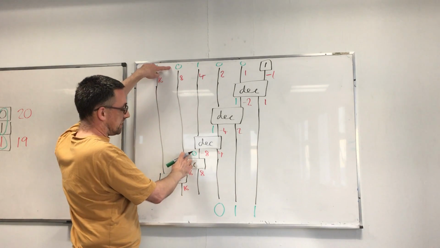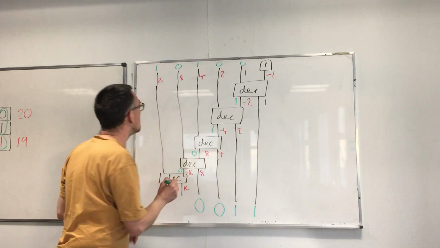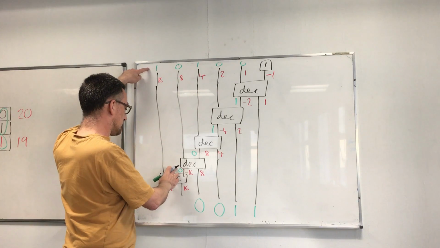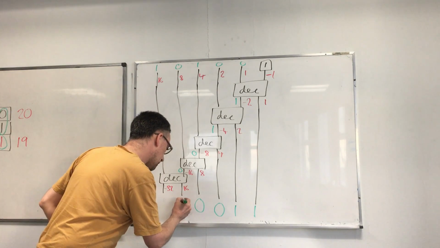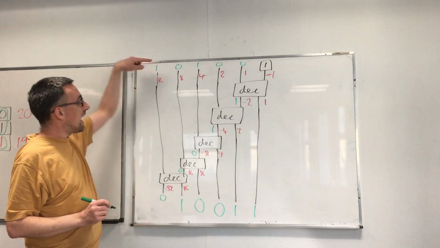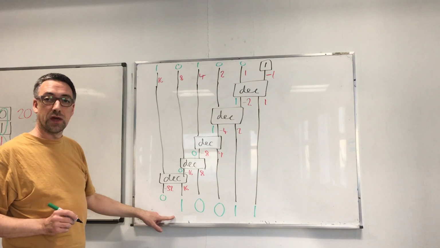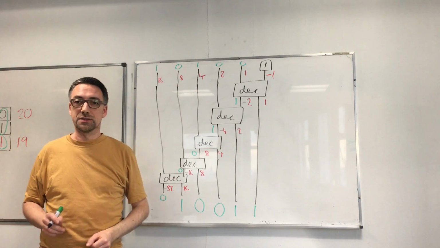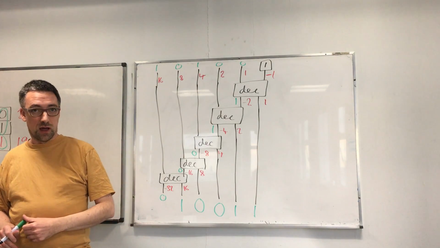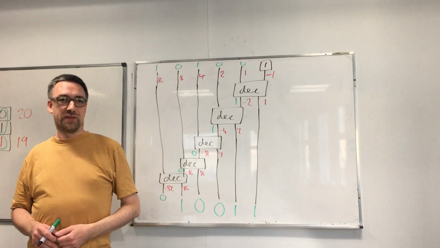Feeding in 0 and 0, out come 0 and 0. Feeding in 1 and 0, out come 1 to the answer and 0 to the carry. So yes, when we start with 20, we end up with 19. Desmond's decrementer enables us to build a wide decrementer for numbers of any size.